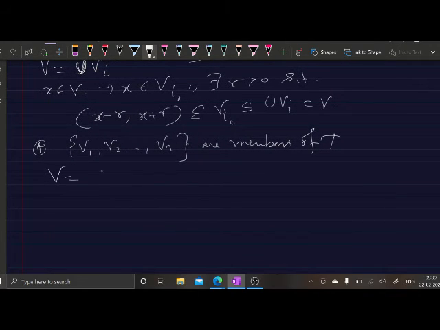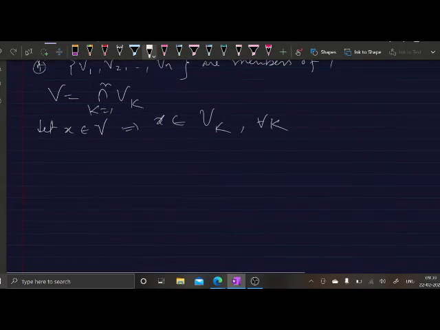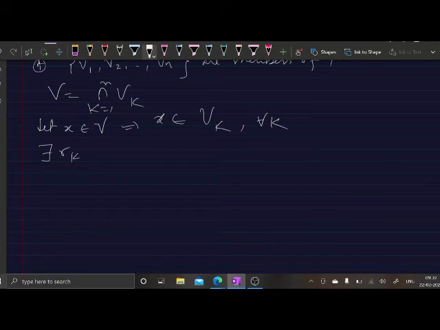তাহলে তুমি এদের ইন্টারসেকশনটা নাও, x belongs to b. Then x belongs to each of vk, for all k. So then there exists a r greater than 0 such that x minus r, x plus r is a subset of vk for all k.